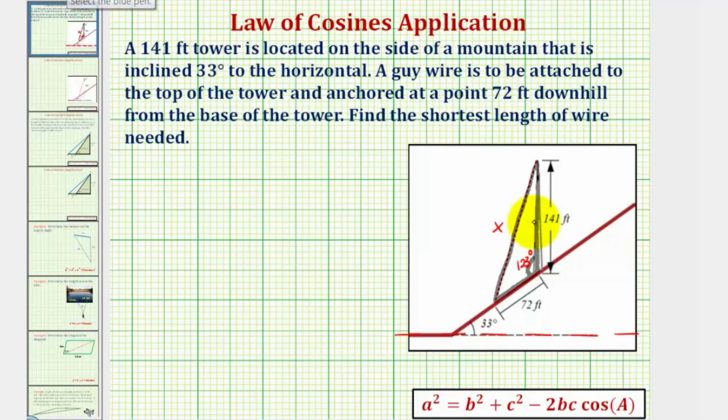So applying the law of cosines to our obtuse triangle, we would have x squared equals 72 squared plus 141 squared, and then minus 2 times 72 times 141 times cosine of the angle formed by the two sides we know the length of, which is our angle 123 degrees. So we'd have x squared equals, and now we'll go to the calculator to evaluate the right side.